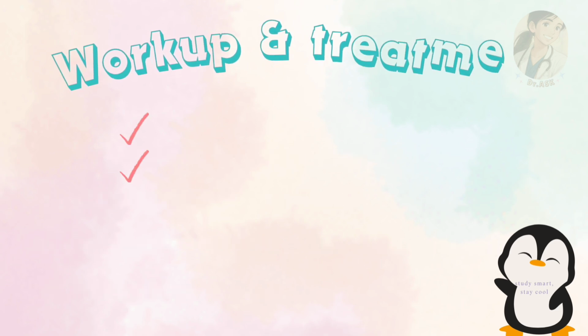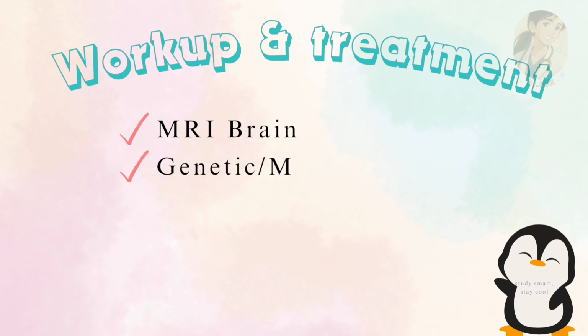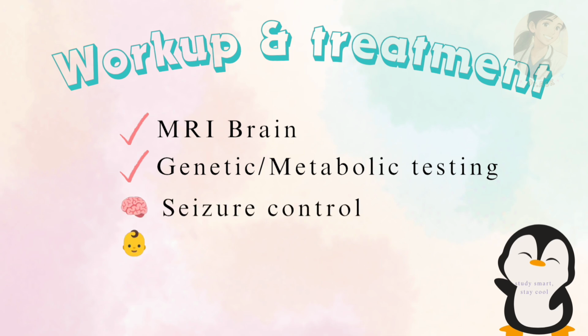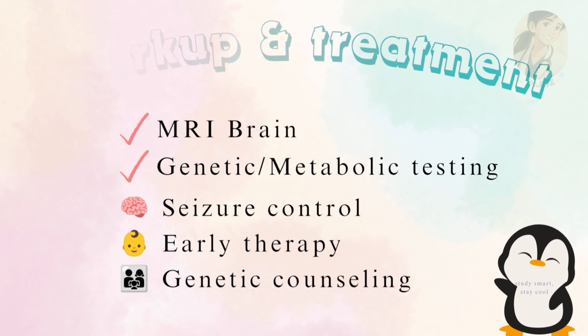So how do we confirm it? Step 1, MRI brain, which shows enlarged parenchyma. Step 2, genetic testing for PTEN, Sotos, Fragile X. And step 3 is metabolic screening for diseases like Canavan, Tay-Sachs. So for management, there is no reversal, it's supportive. Control seizures, provide early developmental therapy, and always offer genetic counseling.